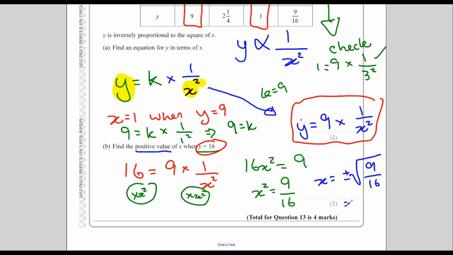Square root of 9 is 3, and the square root of 16 is 4. So it's 3 over 4. And that's because we want the positive one. Okay, or 0.75, same thing. Cool.